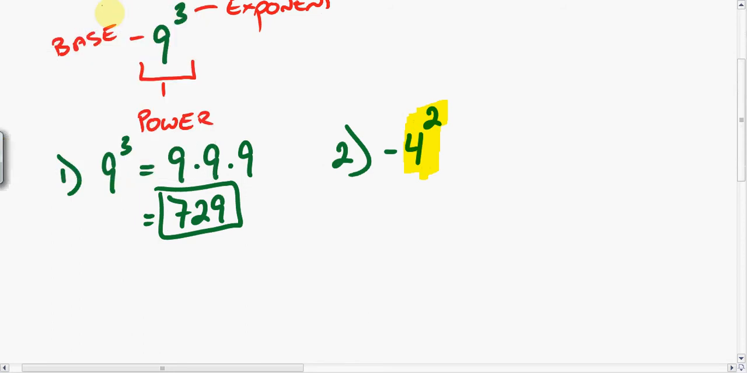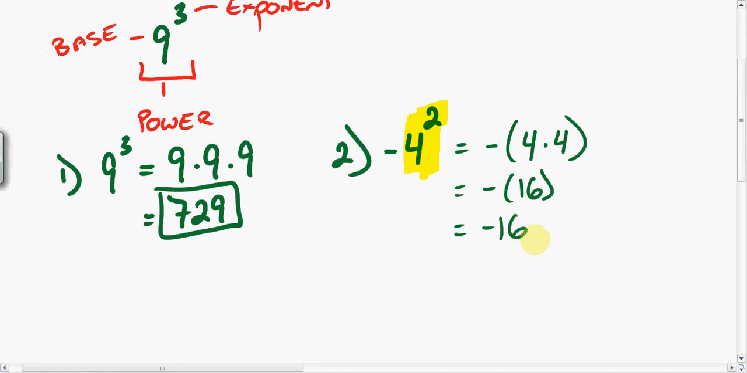So let's expand this. Since parentheses don't exist, I'm going to put the negative outside, and I'm going to say, okay, my base is 4, and I'm going to multiply it by itself twice, because that's what my exponent tells me to do. So I've got the negative on the outside here. So I'm going to evaluate 4 times 4, which is 16. And now I'm going to apply the negative to the 16, and my answer is negative 16.